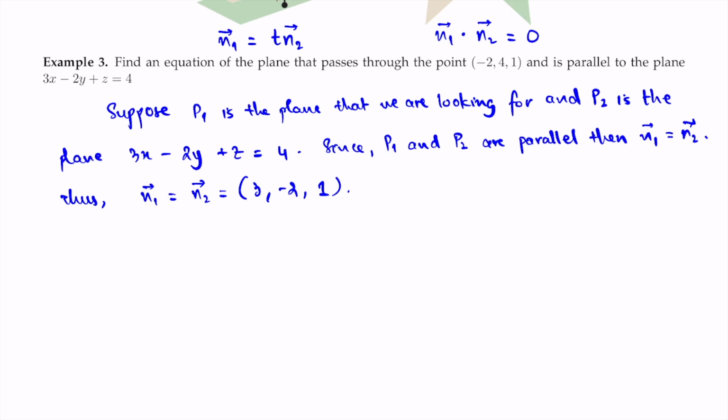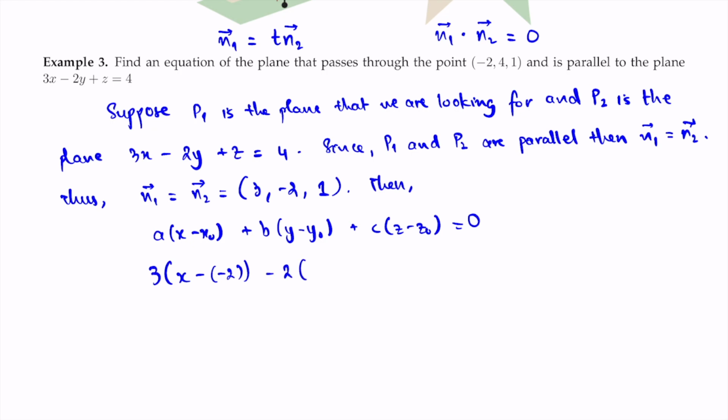With a point and a normal vector, you can write the equation of the plane passing through the point -2, 4, 1 with the normal vector 3, -2, 1. Then we have a times x minus x0 plus b times y minus y0 plus c times z minus z0 equal to 0, given that a, b, and c are 3, -2, 1, and x0, y0, z0 is -2, 4, 1. So you get 3 times x minus -2, minus 2 times y minus 4, plus 1 times z minus 1 equal to 0.